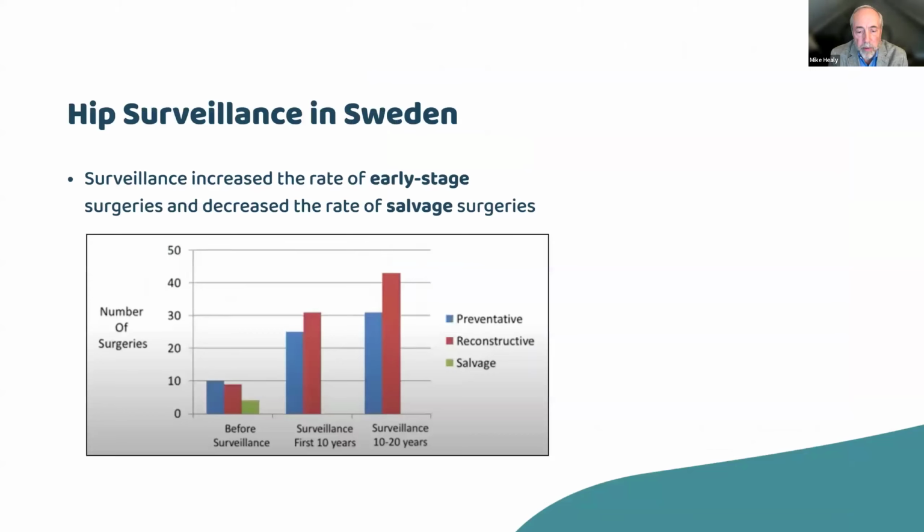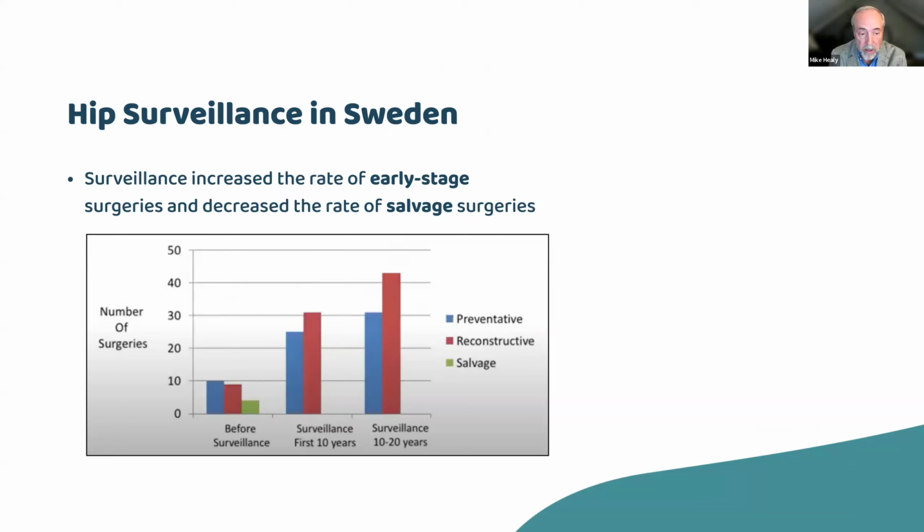So we talked a bit about how this got started and why we think it works. We can look to our friends in Sweden who kind of started this ball rolling. Before they started hip surveillance, the percentage of reconstructive and preventative surgeries were largely the same, and those salvage procedures were in the neighborhood of a third to half of those. If we look then to results after their first 10 years of surveillance, we see that there were no salvage procedures done.